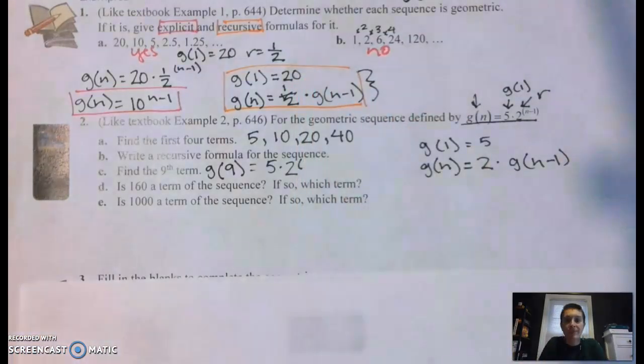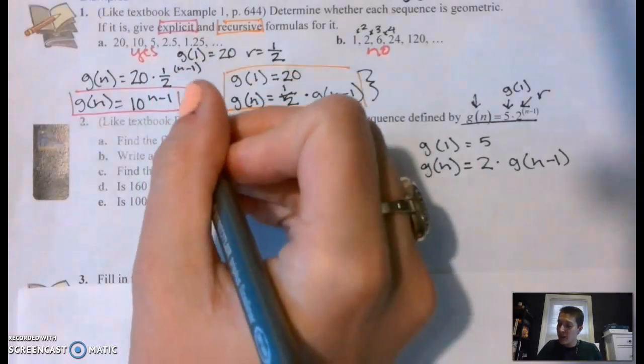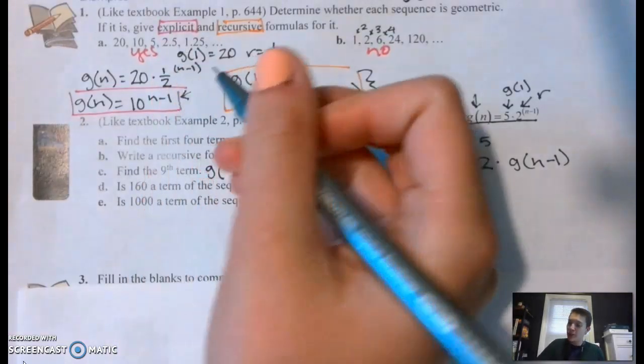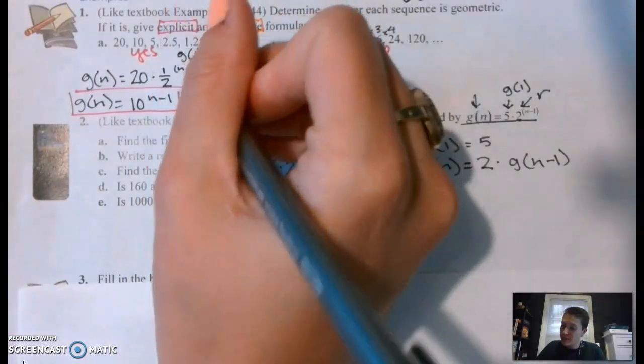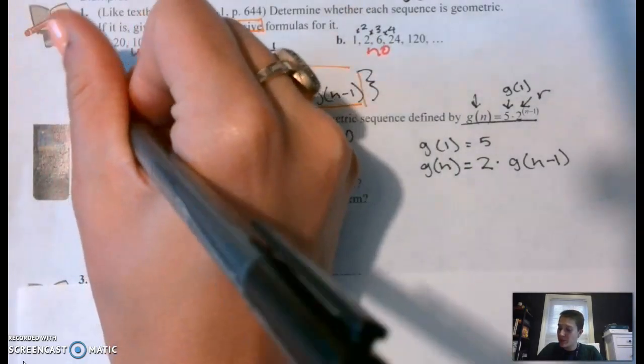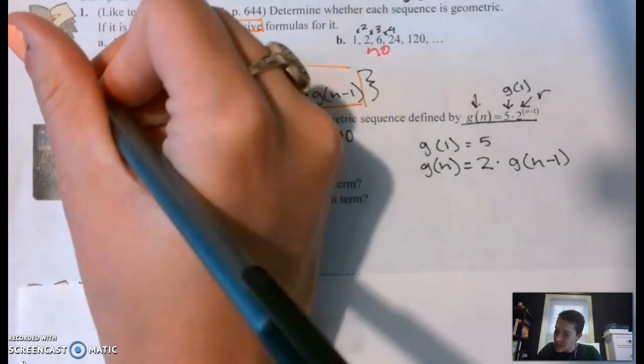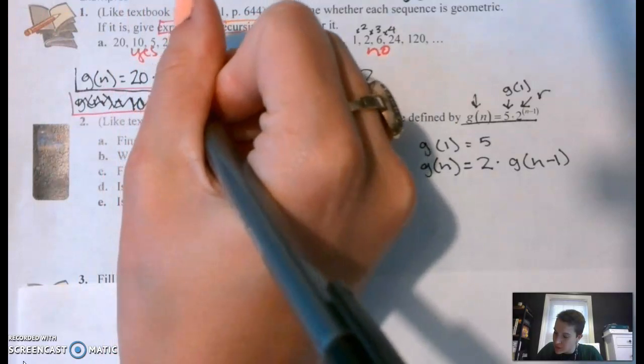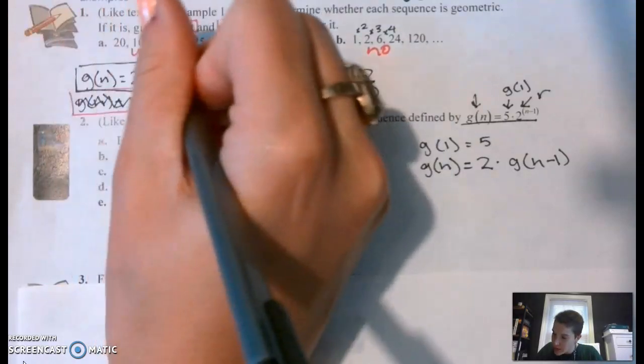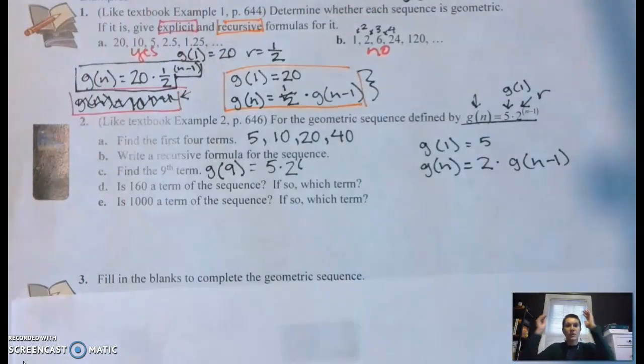Ooh, oh no. And it was at that very moment in the recording that Miss K realized she made a grave error here. We should only be raising 1/2 to the n minus 1. We're going to ignore this. This should have been our final answer, right? So it is 20 times, all in parentheses, 1/2 raised to the n minus 1 power. We do not want to simplify it further.